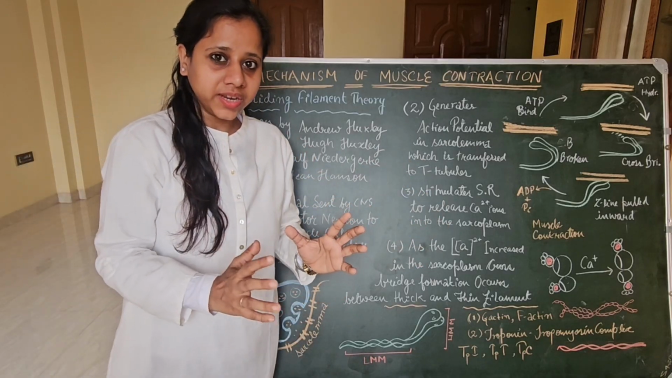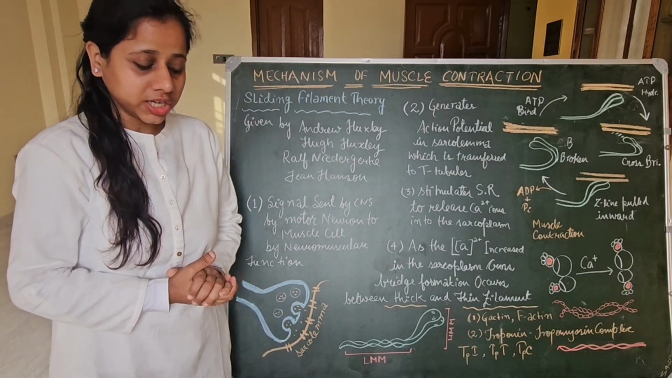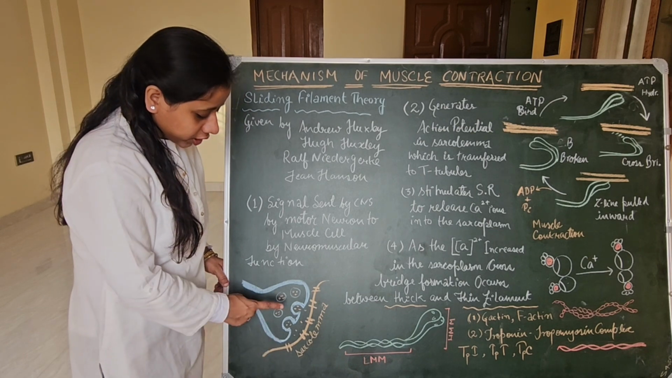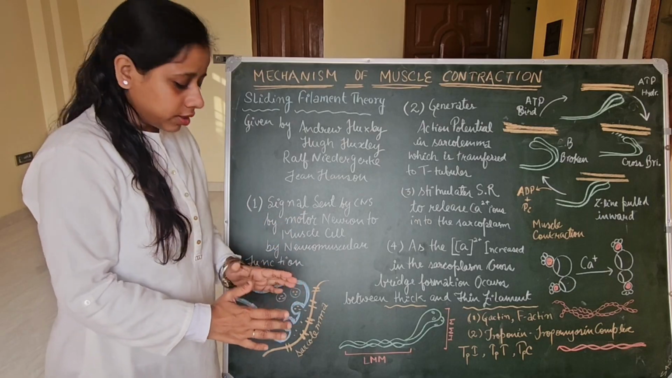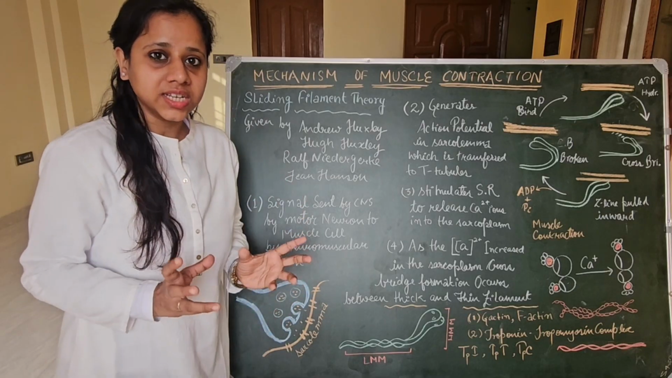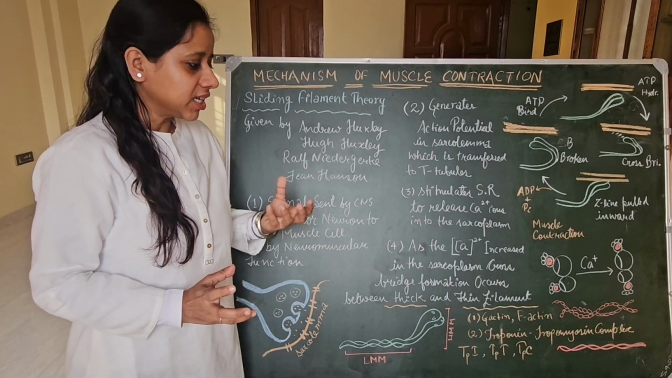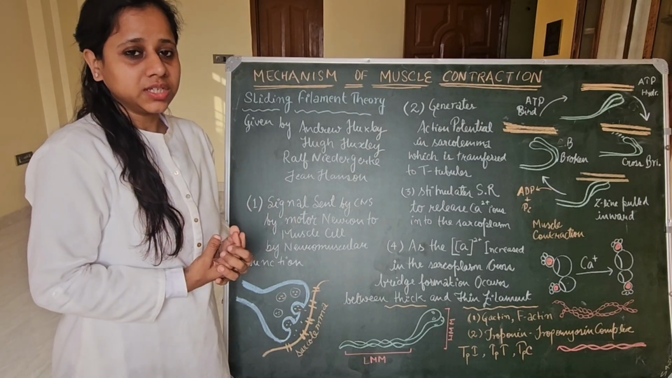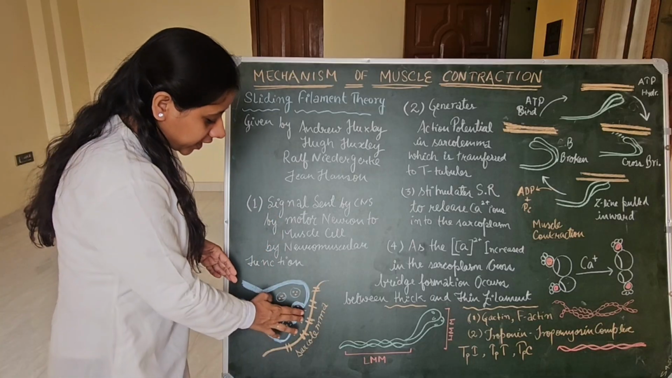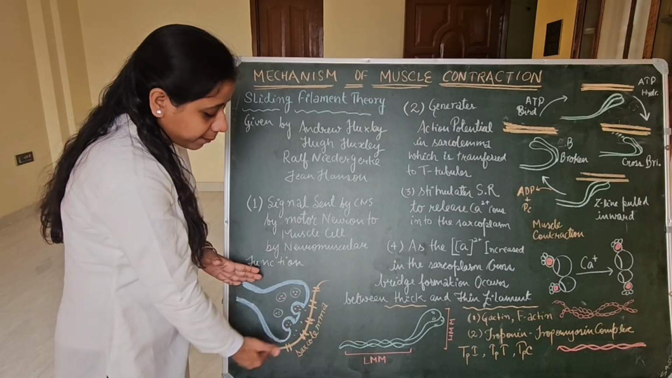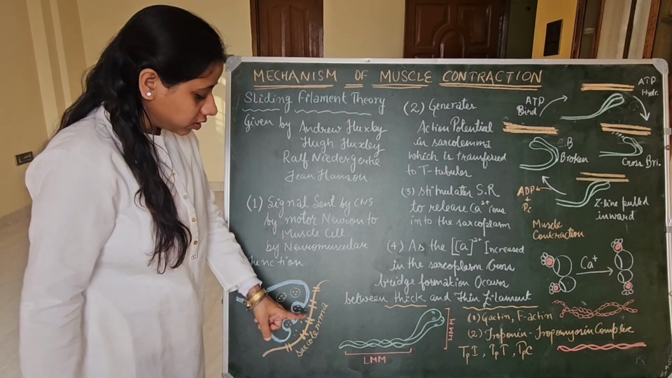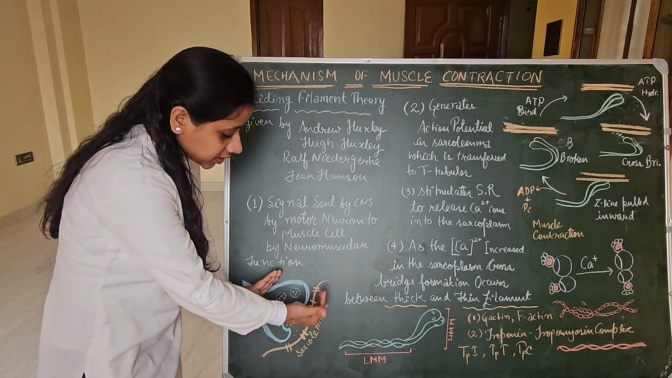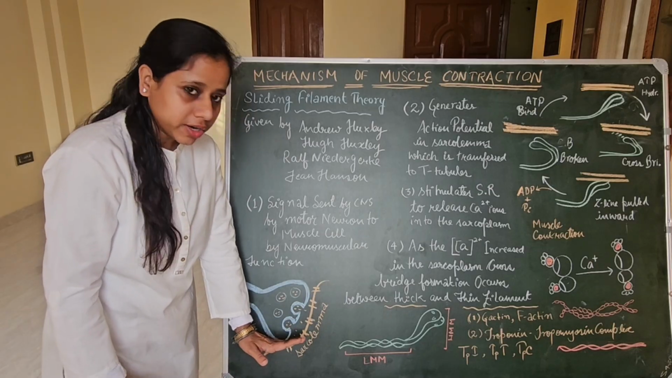Now, how is this happening? This happens through the neuromuscular junction. Here we can see a neuromuscular junction, where this is the motor neuron. The terminal of the motor neuron, the nerve end, has synaptic vesicles. These synaptic vesicles contain neurotransmitters, that is acetylcholine, which is released into the synaptic cleft in the neuromuscular junction. The synaptic cleft is the middle part between the nerve end and the sarcolemma. Sarcolemma is the plasma membrane of the muscle cell.